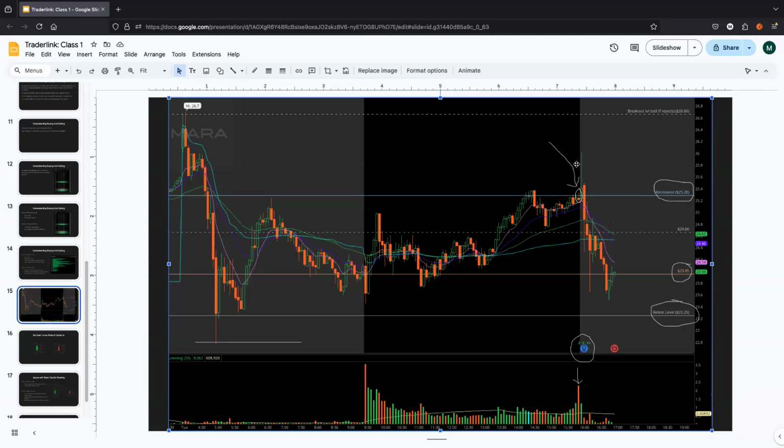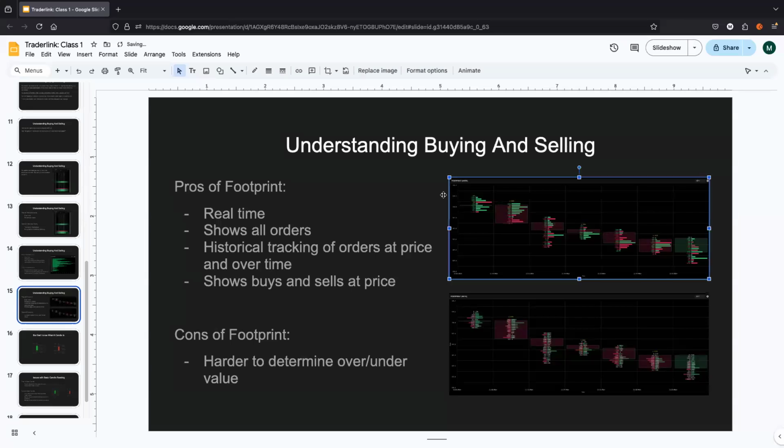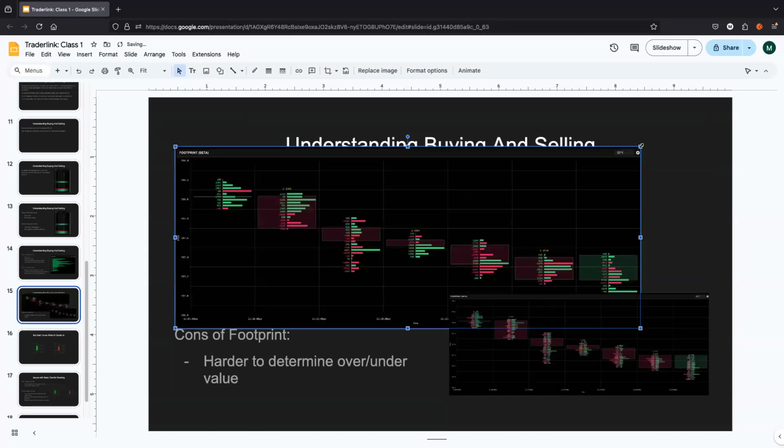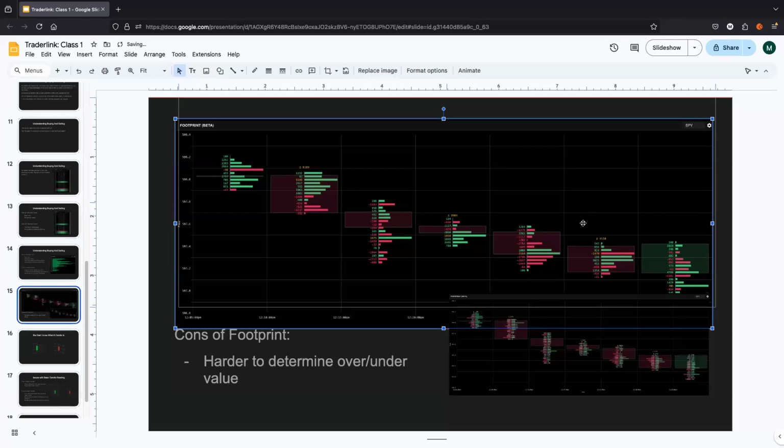Even if their levels are right, they misinterpret the candle, and it's not because they don't know how to read the candle. If you just have a high, low, open, close, or a red candle or a green candle, you probably read the candle right, but you didn't read what was inside of the candle. So having the footprint, let's blow this up, sorry, it's a little small, allows you to see the makeup of what is happening there.